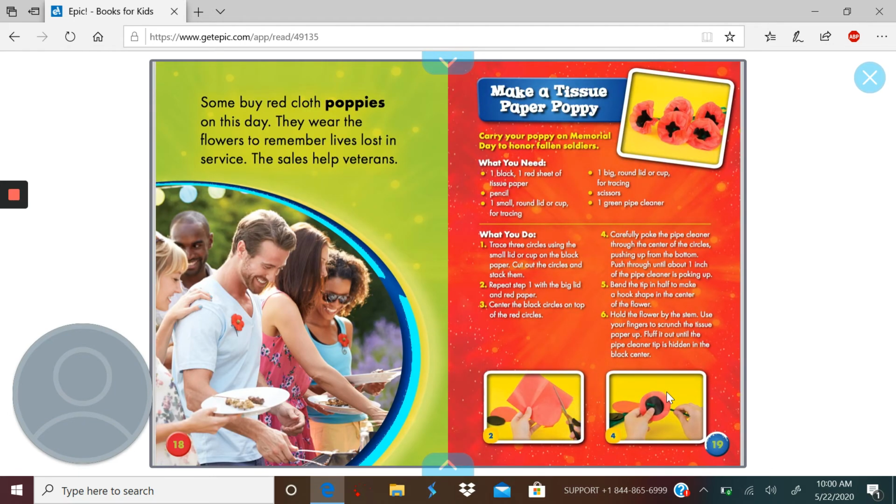Some buy red cloth poppies on this day. They wear the flowers to remember lives lost in service. The sales help veterans.